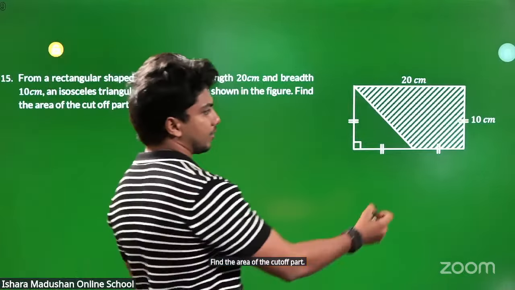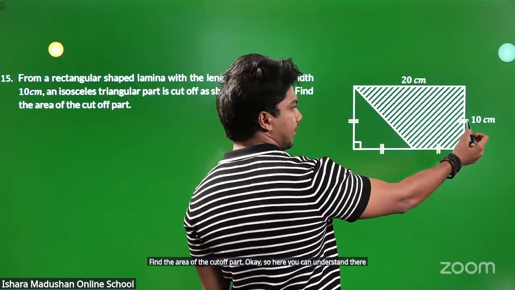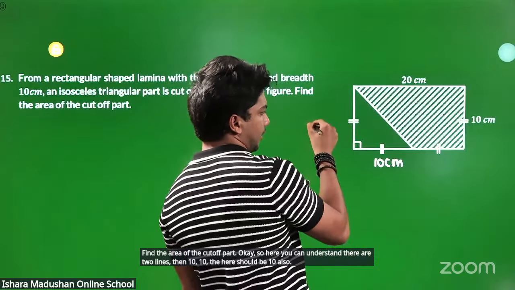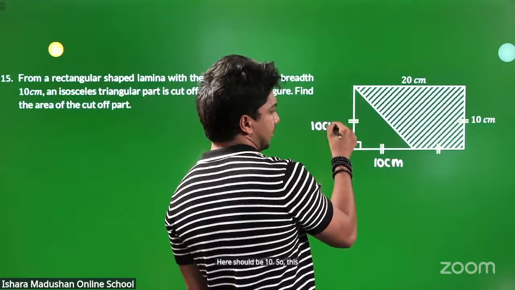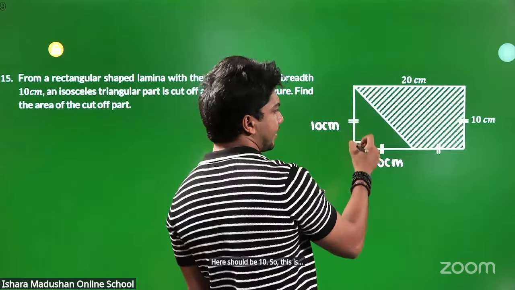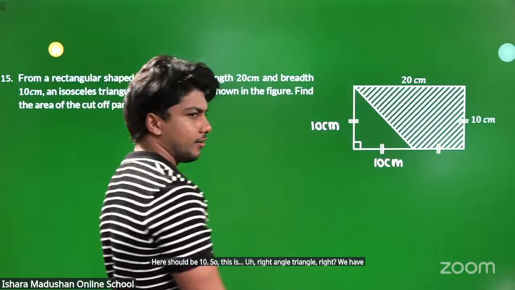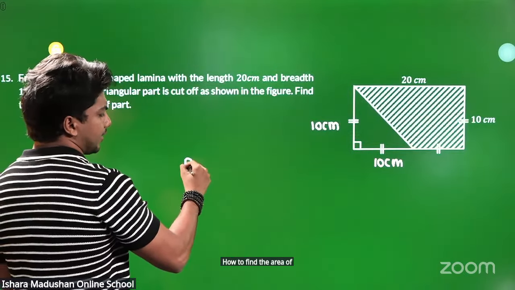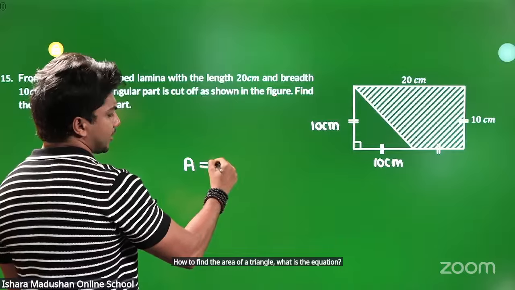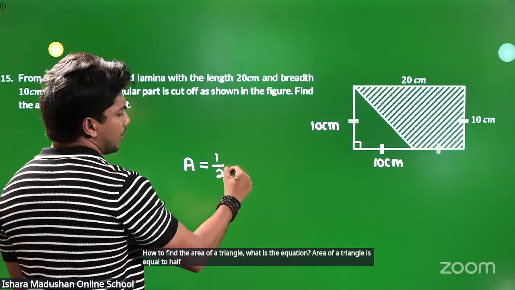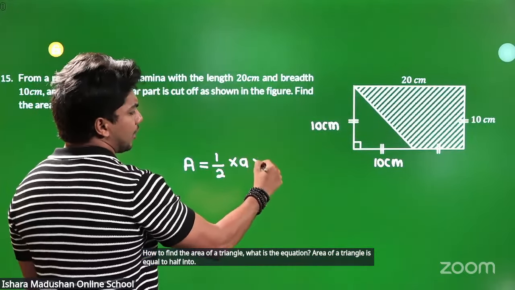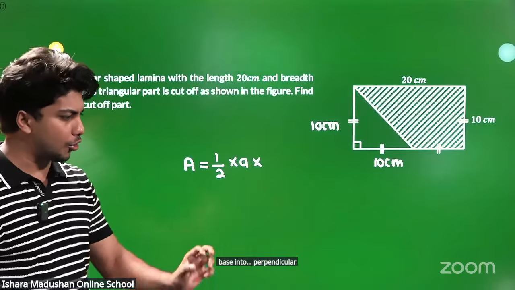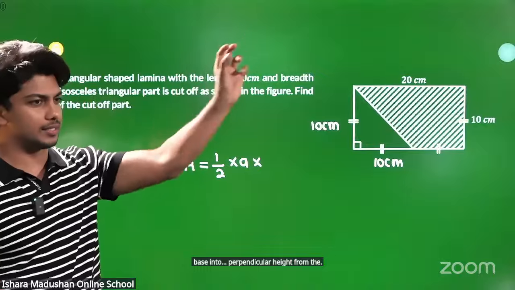Okay, so here you can understand there are two lines, 10, 10, then here should be 10 also. So this is a right angle triangle, right? We have to find the area of that. How to find the area of a triangle? What is the equation? Area of a triangle is equal to half into base into perpendicular height from the opposite side of the base.